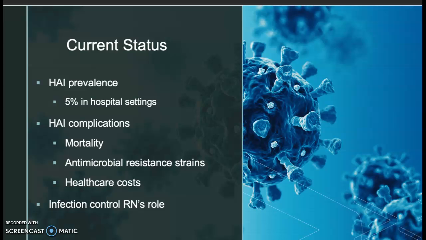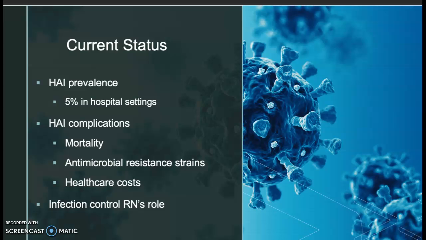So the current status of infection control. Hospital-acquired infections are a prevalent concern right now. One source mentioned that around 5%, so that's about 1 in 20 patients admitted to the hospital, acquire at least one infection. The most prevalent infections include catheter-associated UTIs, surgical infections, ventilator-associated infections, C.